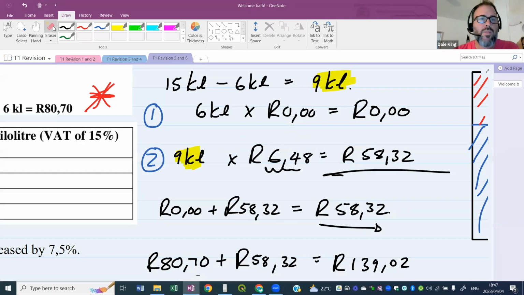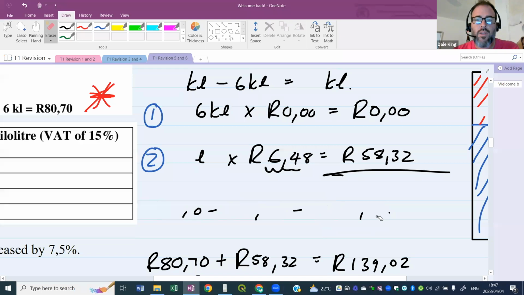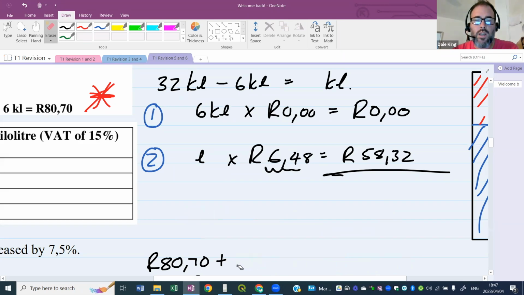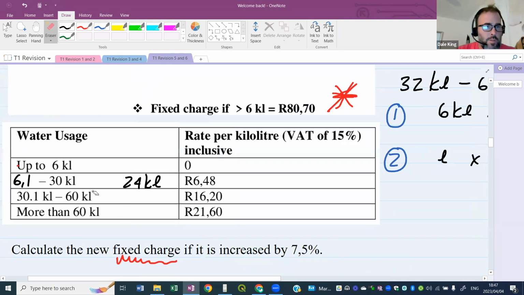32 kiloliters of water. Oh my gosh. 32, guys. This person is using 32 kiloliters of water. Work with that one. Be careful. Let's see what you get. All right. I'm going to show you the table again. This is the table. This person is using 32. I'll write it up here.